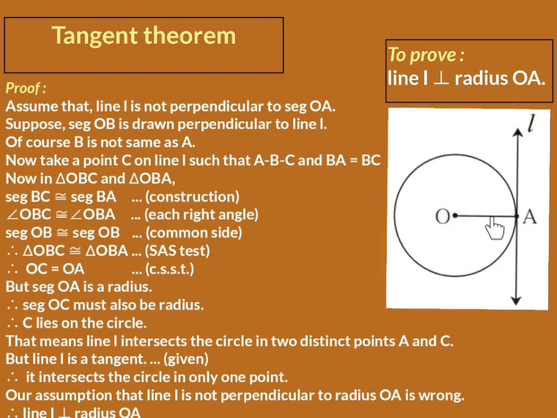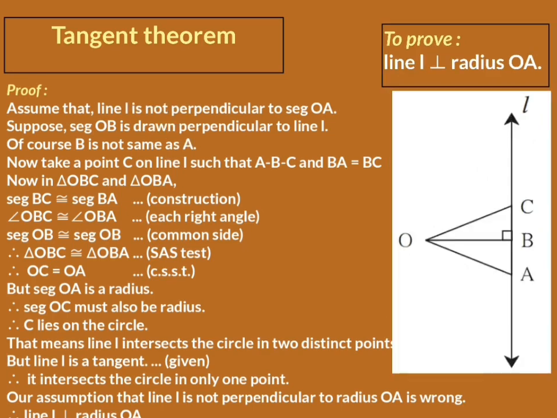Now, since line L is not perpendicular to segment OA, we'll draw another diagram in which line L is not perpendicular to segment OA, which will be a false diagram. But we have to draw that false diagram. Now look at this diagram, in which line L is a tangent to the circle and point O is the center of the circle. Now point A is the point of contact between tangent L and circle. Don't forget that point A is the point of contact between circle and tangent.